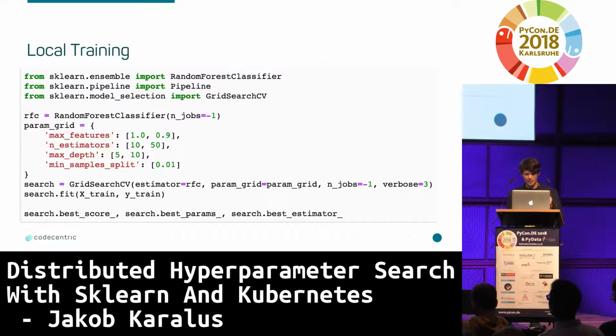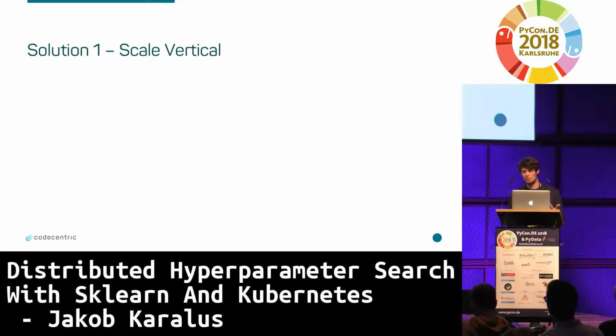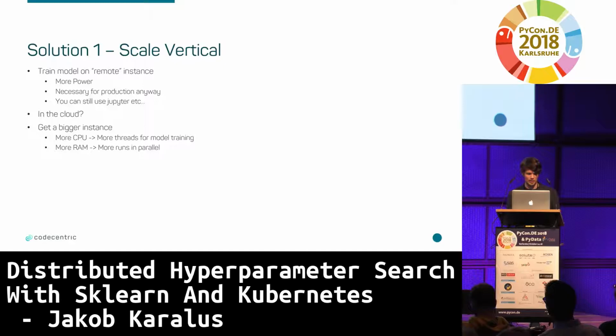Once you try that on your local machine, it will take forever. So the first step everybody usually does, and we did, is to try to scale it vertically. If you want to use it in production at some point anyway, you need to train it in a controlled environment somewhere, so you need to put it on a server. The server probably has a lot more power than your laptop, hopefully, and if you do it right, you can still use Jupyter and all this kind of stuff.